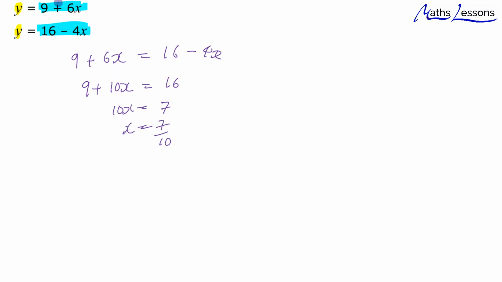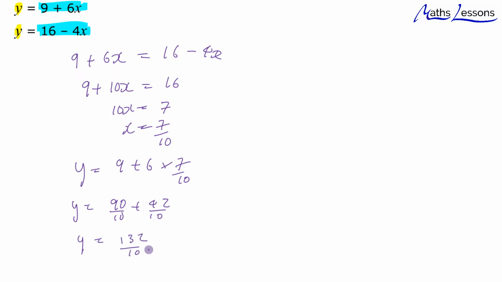And I'm going to put it into the top one. So that means that y will equal 9 plus 6 times 7/10. So that's going to be 42 over 10. So y is 90 over 10 plus 42 over 10. So y equals 132 over 10.